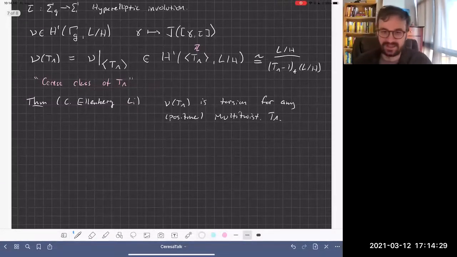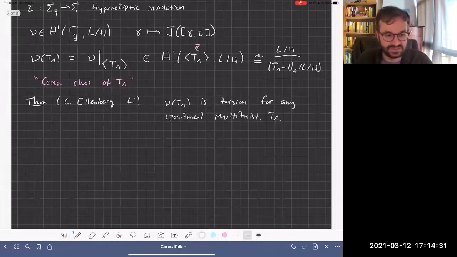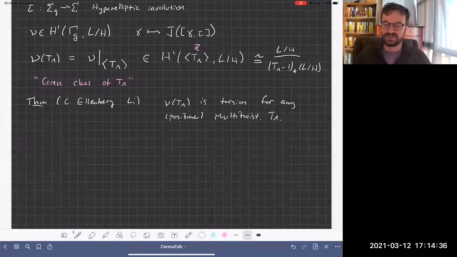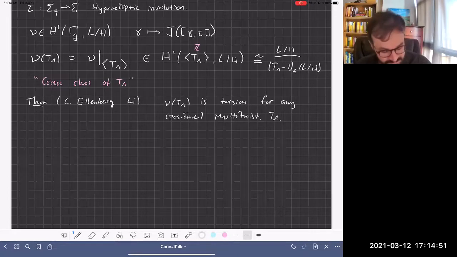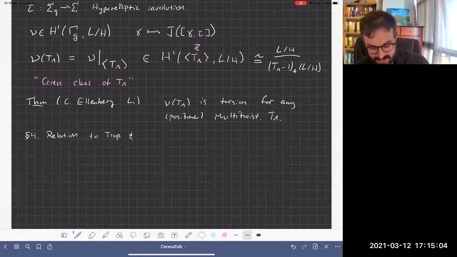So now let's see. I want to describe the relationship now from the topological Ceresa class to the other two settings, and then maybe describe the significance of this class through some computations. So let's describe the relation to tropical and algebraic geometry.